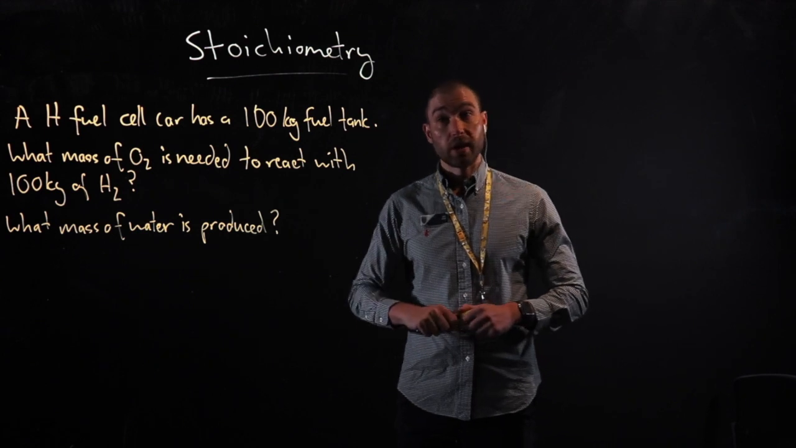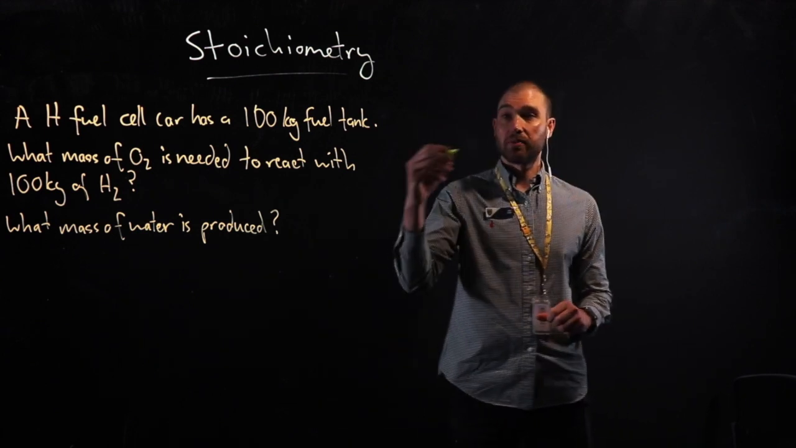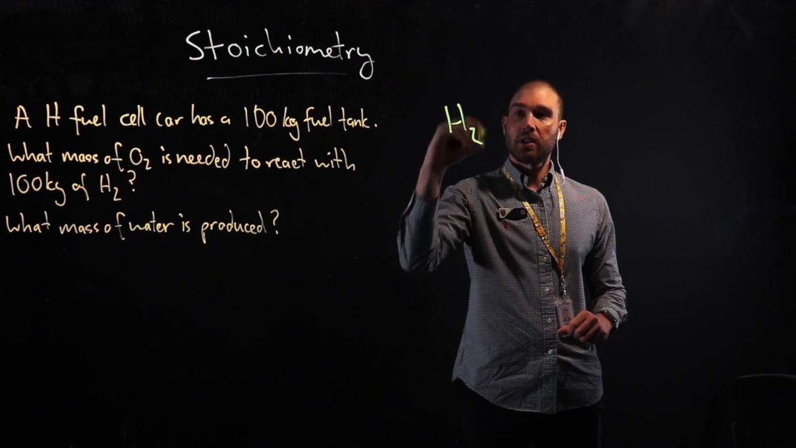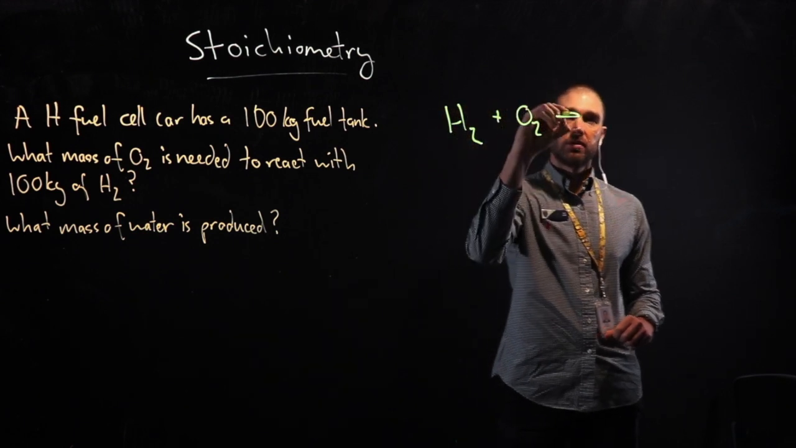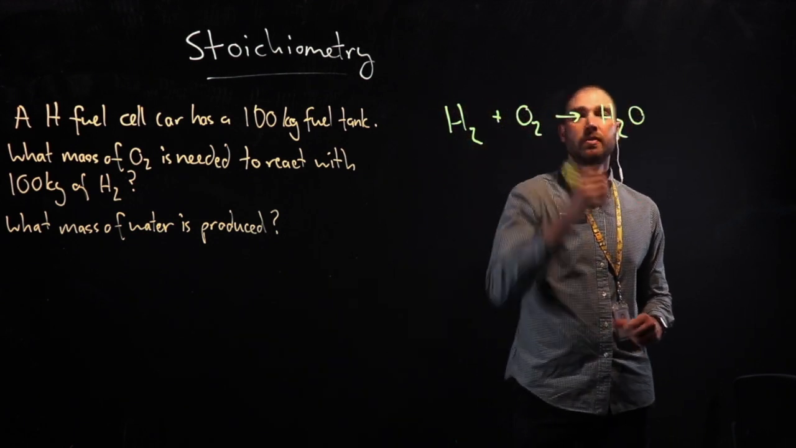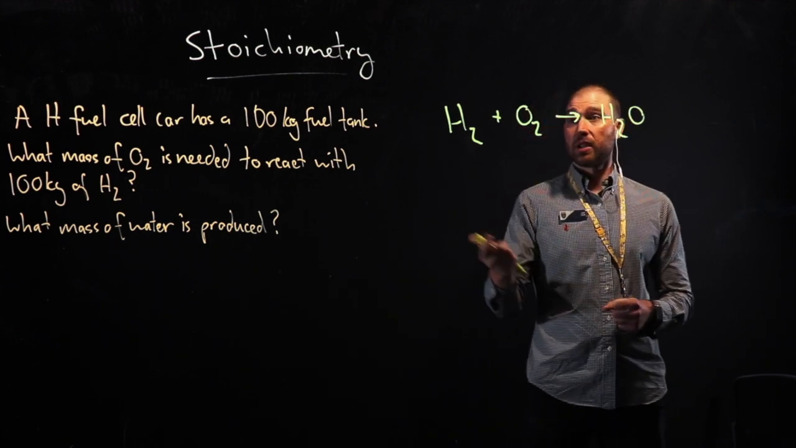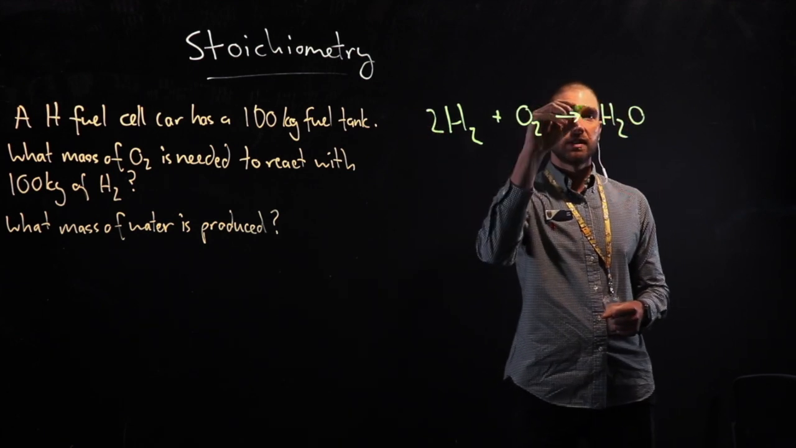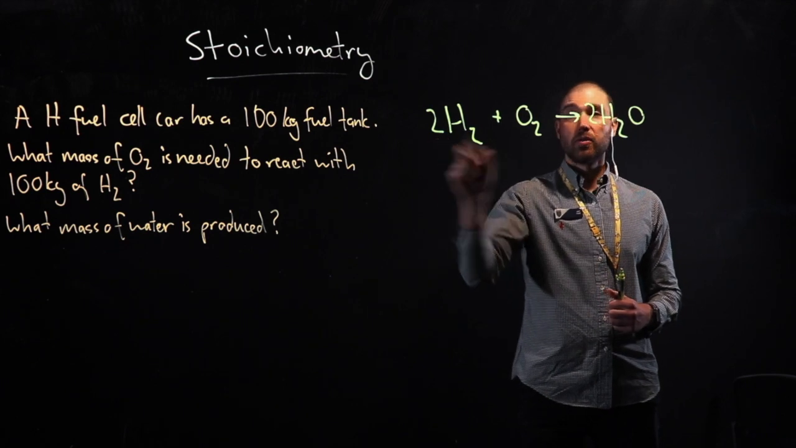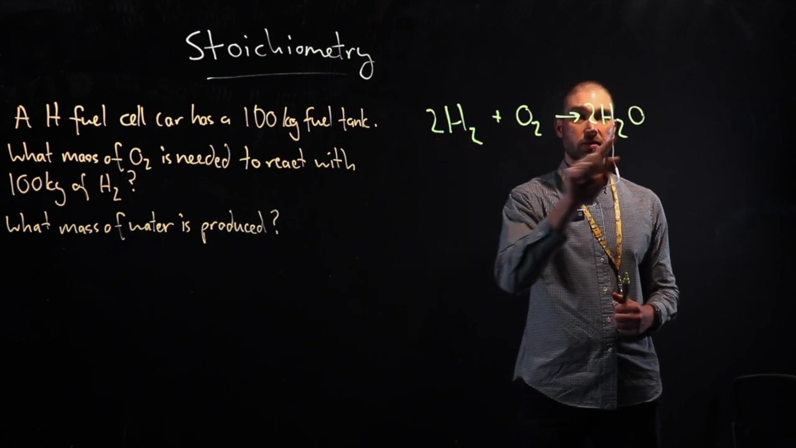To start with, we're going to write the balanced equation. So we're going to have hydrogen plus oxygen goes to water. Then we need to balance it. So we're going to need 2 of these and 2 of these. So we've got 4 hydrogens in total, 2 oxygens and 2 oxygens.